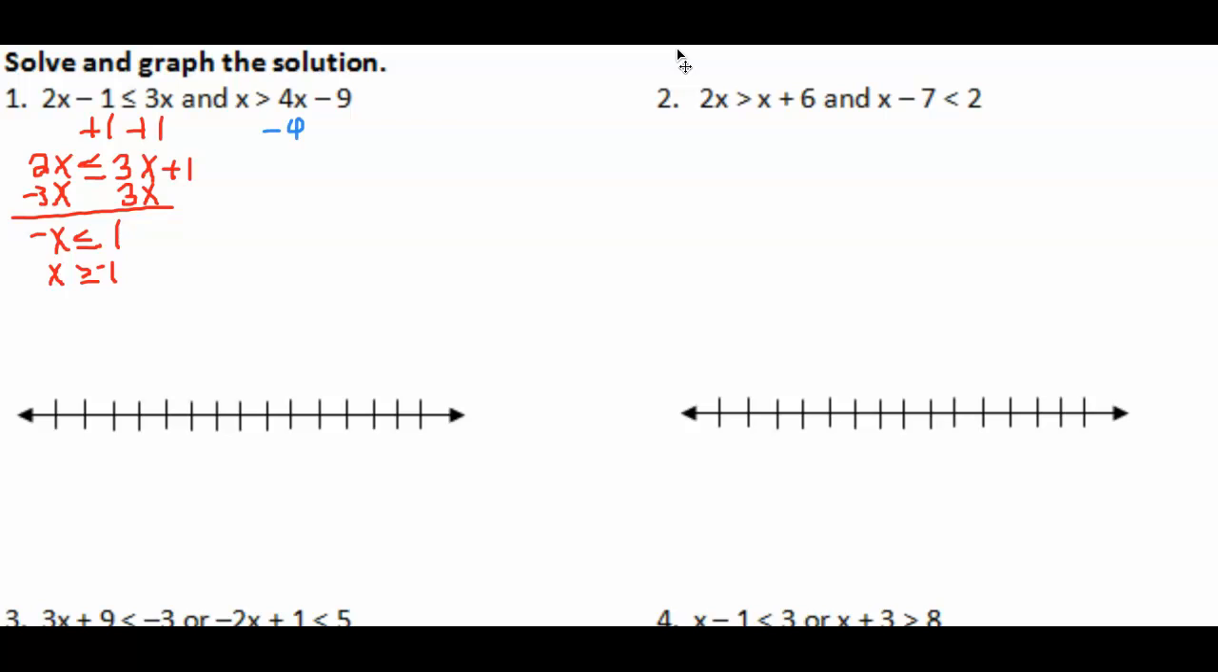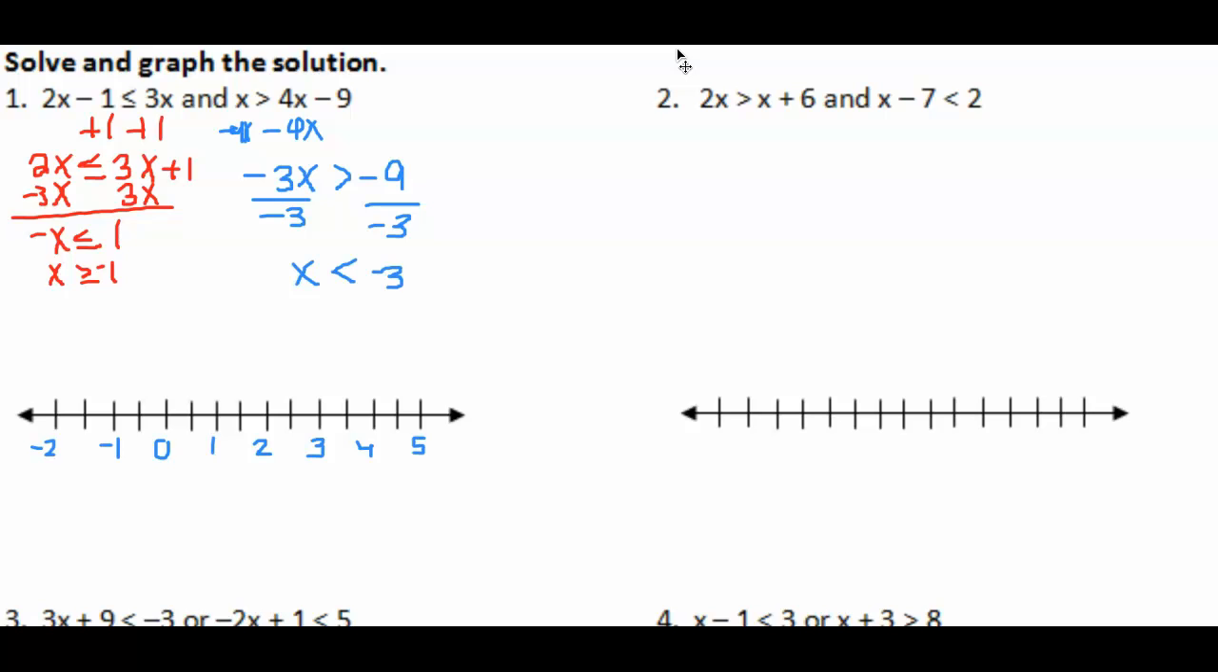And then over here, you're going to subtract 4x. Divide by -3. Change the direction of the inequality, and you get x is less than 3. So we have x is greater than or equal to -1, and x is less than 3. So the solution is the overlap of both of those.